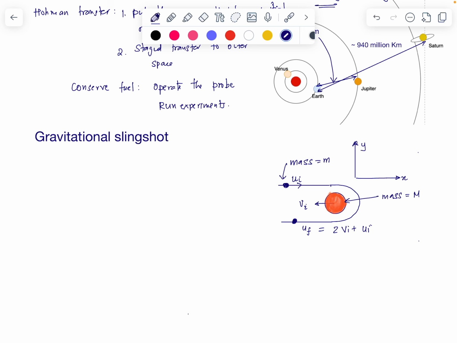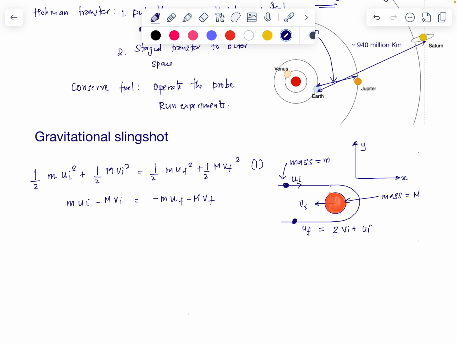We can write the equation of conservation of energy, because there is no dissipation, as the kinetic energy to begin with, half m ui squared plus half capital M vi squared, equals half m uf squared plus half capital M vf squared. And if we consider this coordinate system where x is towards the right and y goes straight up, and assuming that all velocities in the positive x direction are positive, we can write the equation of conservation of momentum, and this is m ui minus M vi equals minus m uf minus M vf.